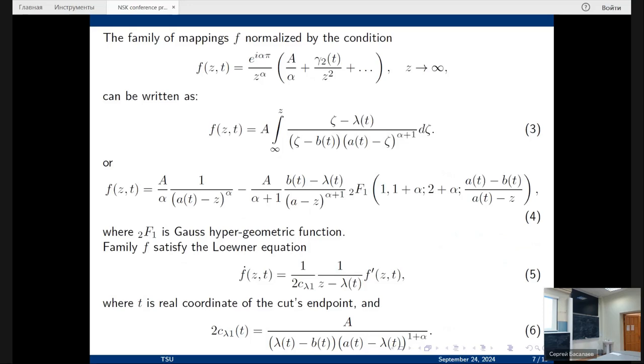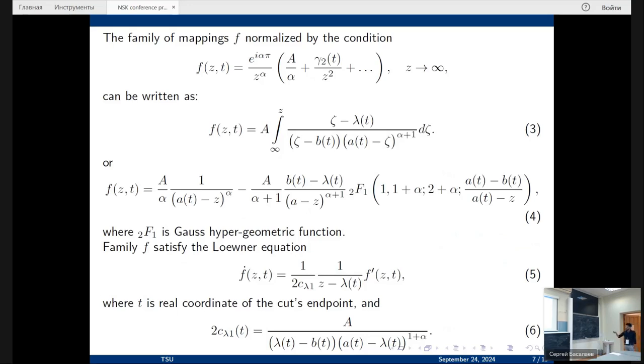Now, here we go. We will first normalize the function f under this condition. The first condition: when z goes to infinity, we fix that f(infinity) equals 0. So after normalization, we see that the family of mappings looks like equation number 4. After integrating the Schwarz-Christoffel formula number 3, we got number 4. As you see, the function over here is the Gauss hypergeometric function 2F1. And the family satisfies the Loewner equation number 5.